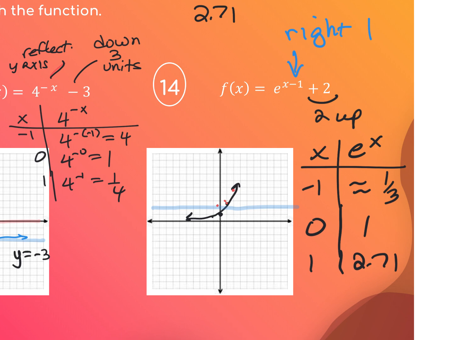And again, do your little sweep right along that asymptote. Again, use the asymptote. It should not cross that asymptote. So my newly shifted asymptote now is here at y equals 2.